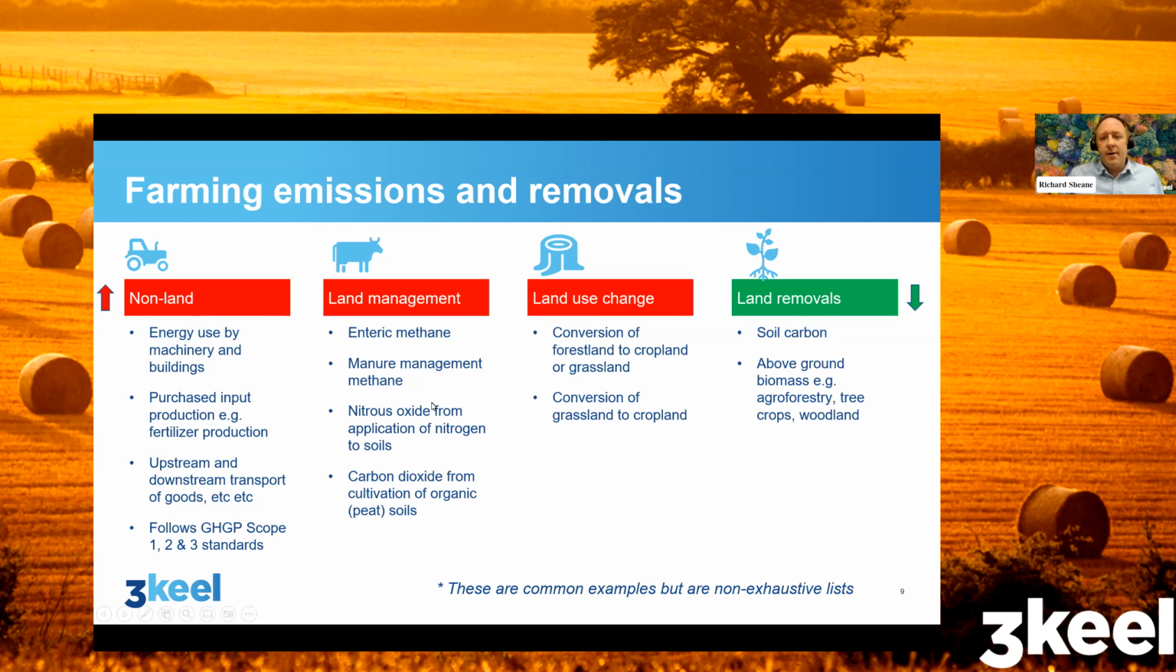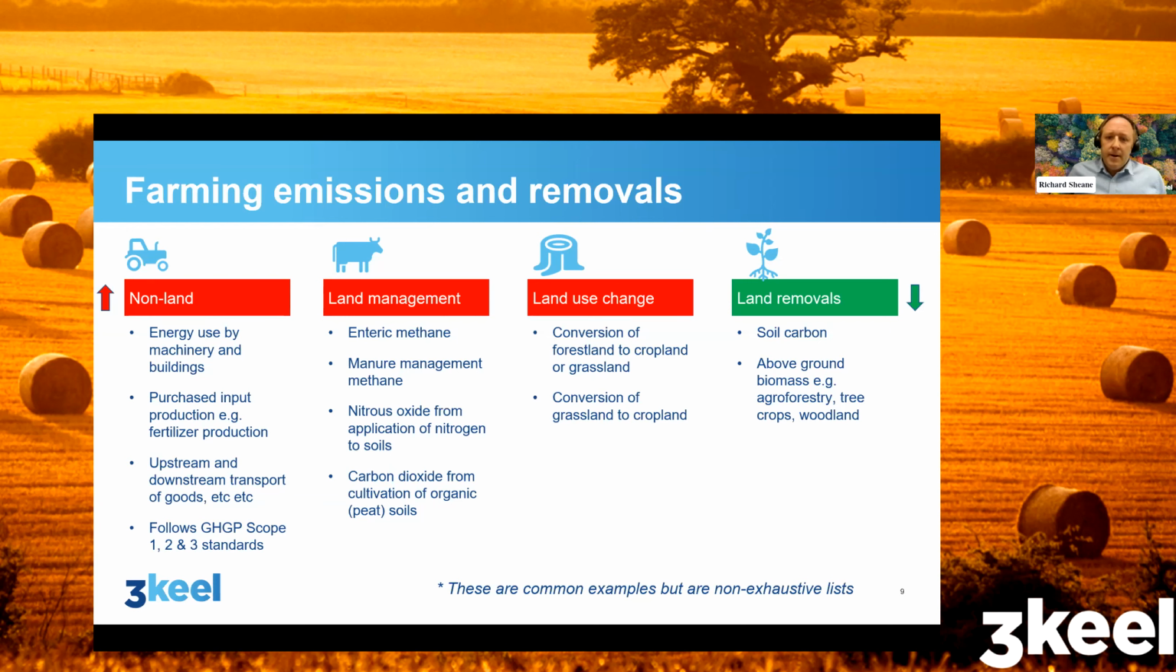There are 3 other more land-specific ones which the accounting standards look at, and the first is land management. This includes such things as methane from cattle, manure management methane, and nitrous oxides from application of fertilizers. So a lot of the non-CO2 agricultural gases are within this basket, and it also covers cultivating organic peaty soils, where you're getting CO2 losses. These are really the core farming emissions that you often hear talked about in studies of beef, dairy, and crop systems.